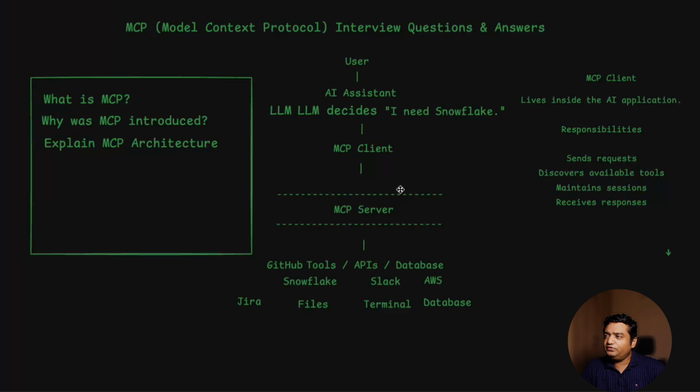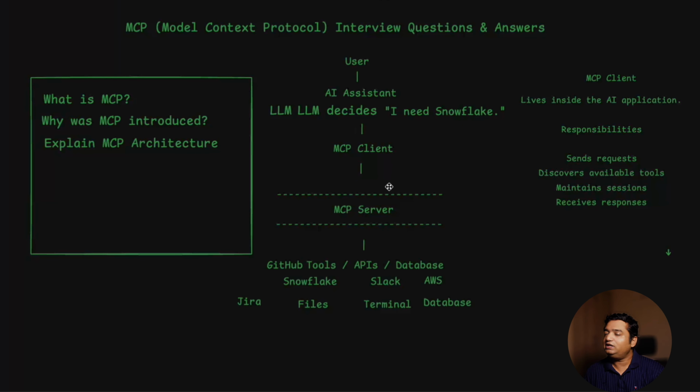Now you can see there are a few important components. Whenever you explain any architecture, like Spark architecture, LLM architecture, or MCP architecture, the first thing is to explain the full flow. Now we have gone through the full flow. Then you have to go to the components: what is the MCP client, and what is the MCP server?